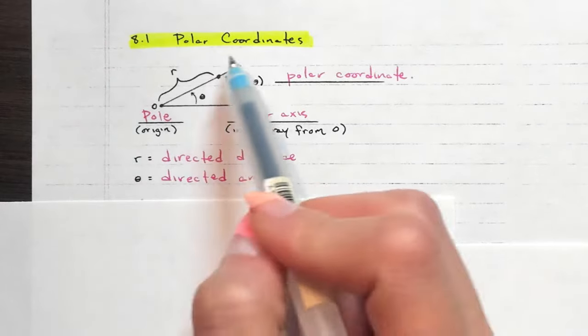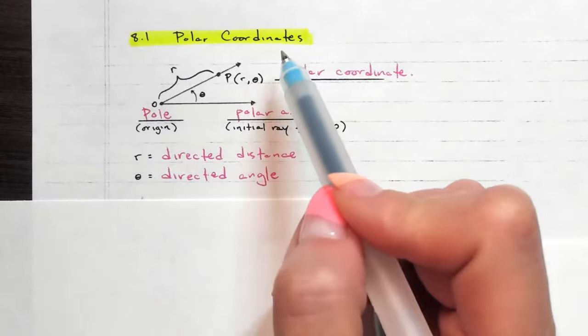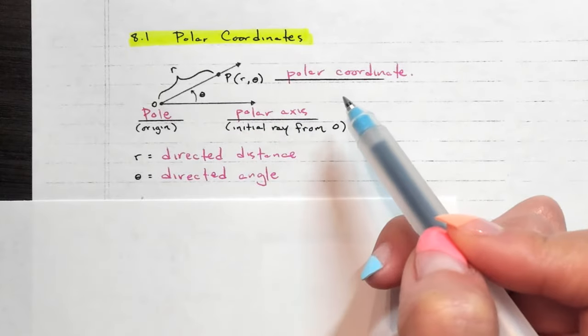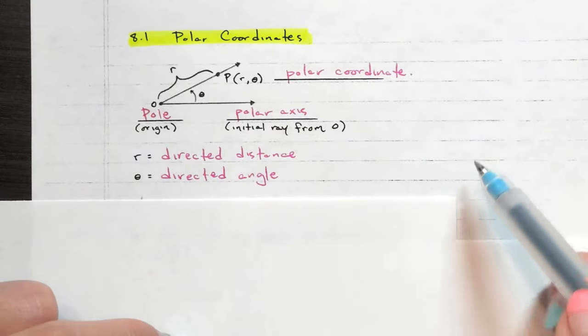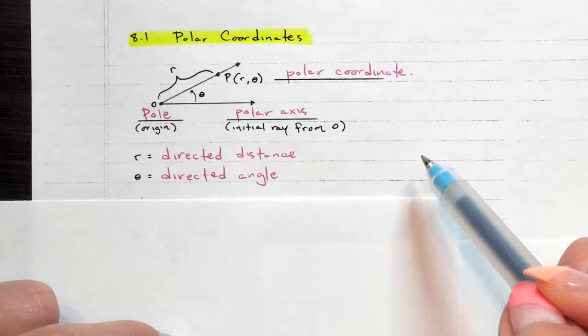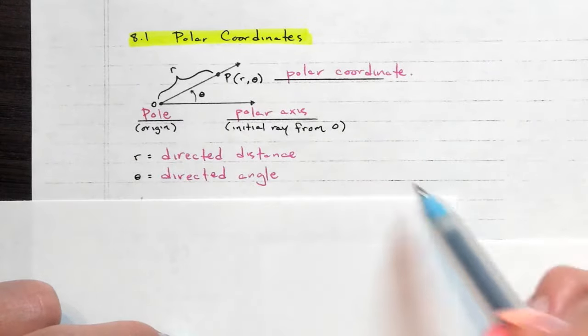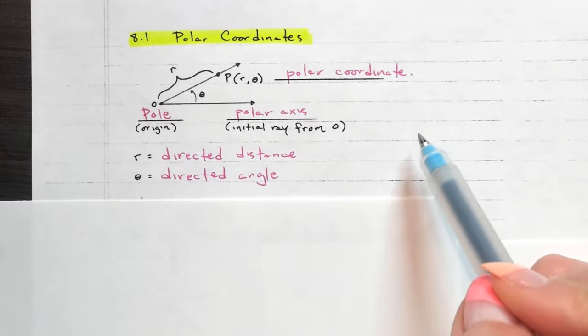Okay, so 8.1 polar coordinates. So what are polar coordinates? It's another way of describing where something is on an XY plane. But instead of XY coordinates, these are polar coordinates. So it's still on this 2D surface and there's still this origin.